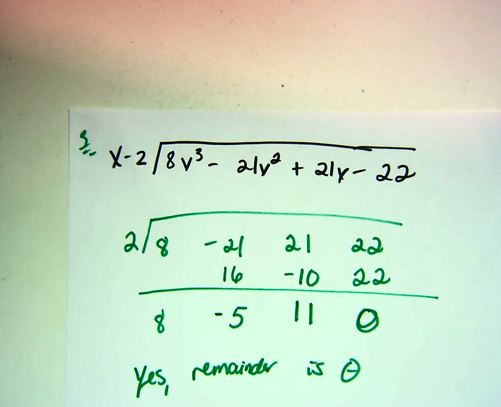So daddy is divide, mama is multiply, so 2 times 8 is 16. Daddy, mama, sister, subtract, so negative 21 plus 16, negative 5. Brother, bring down. So daddy, mama, sister, brother. So now we got 2 times negative 5 is negative 10. Combine your like terms, that's 11. 2 times 11 is 22.